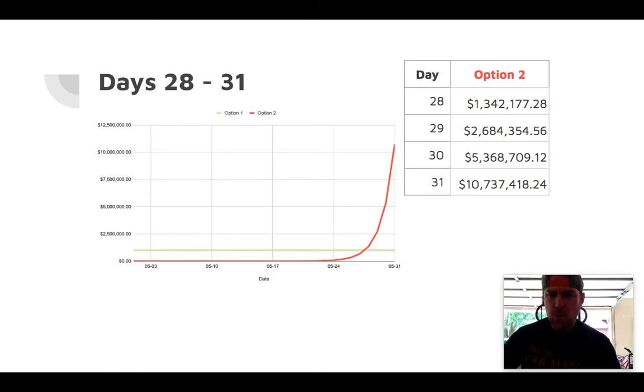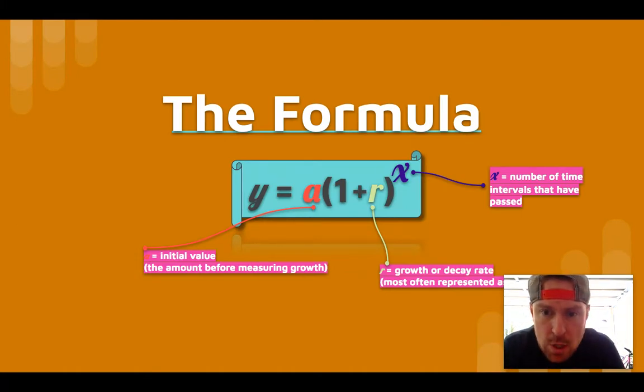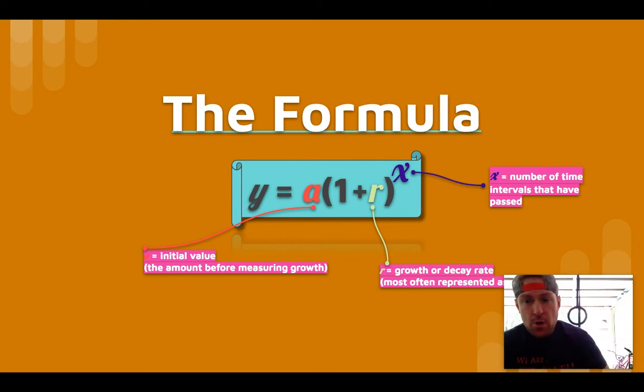Okay, that's because we're doubling, and we're doubling a larger amount of money as we are going through time, right? So that money's growing, growing, growing, and we're doubling a bigger sum of money each time. Okay, so that is what exponential growth is, and we can look at it in a formula. Okay, the formula is here: y is equal to a times 1 plus r to the x power.